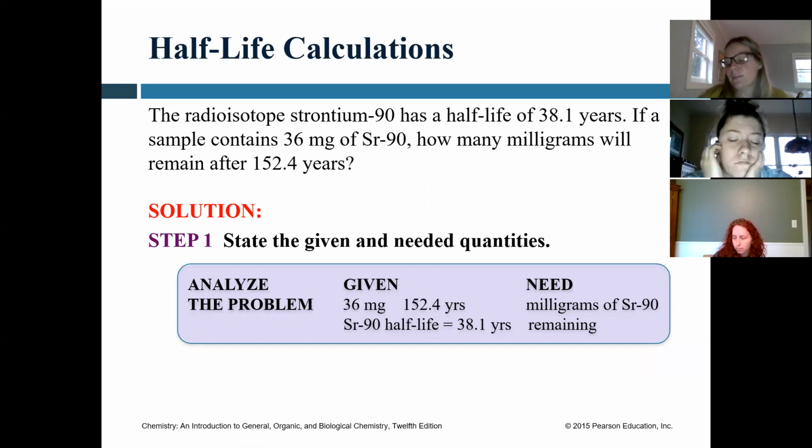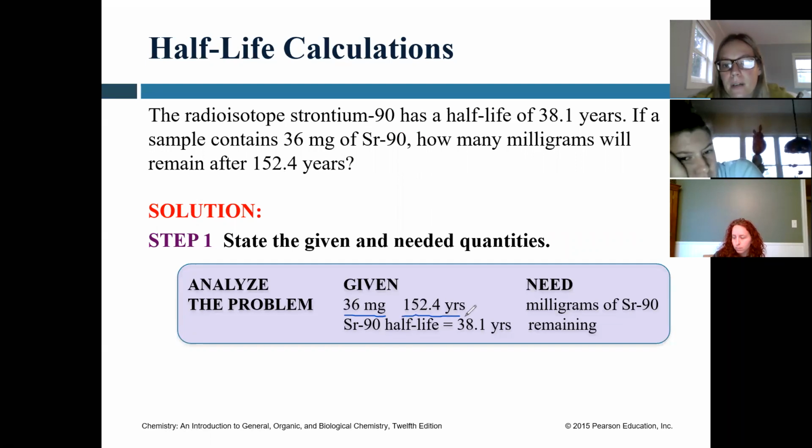So I don't particularly do these as conversion factors. You can if you want, but we've got quite a bit of information here, some of the given things. We're starting with 36 grams of a sample. We know how much time has actually passed, 152.4 years, right? And then we know that one half-life is 38.1 years. So I need to figure out how many half-lives have passed. If I can figure that out, then I can figure out how many times I need to cut my 36 in half, right?